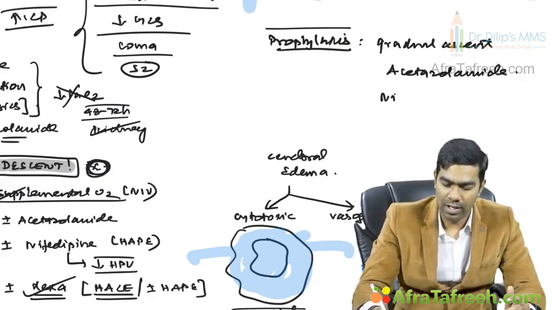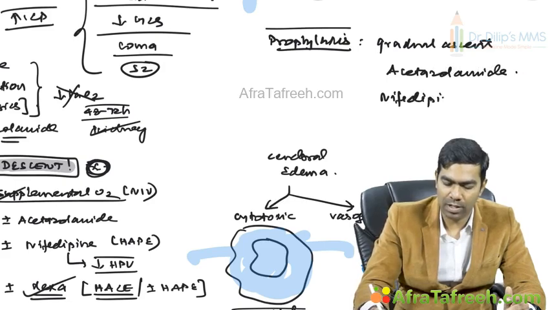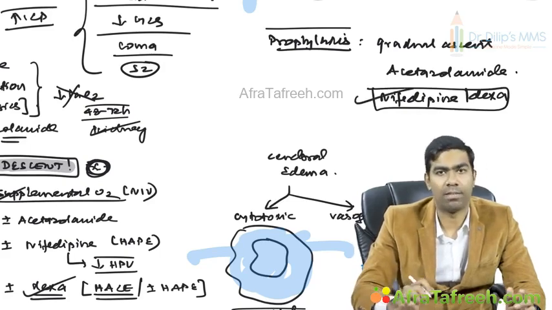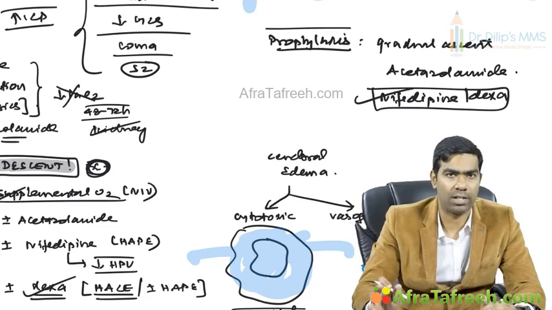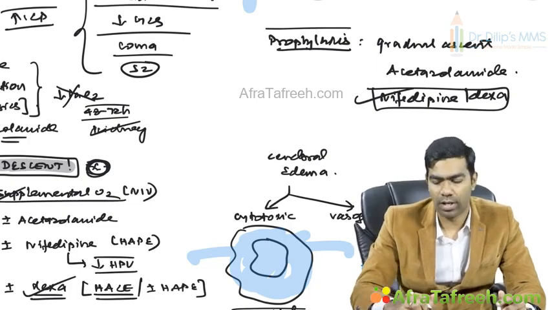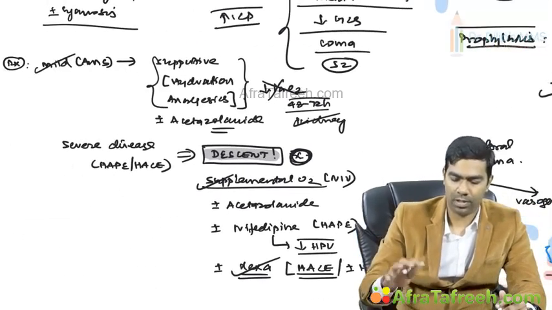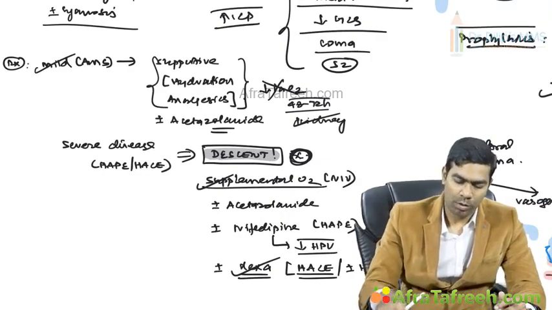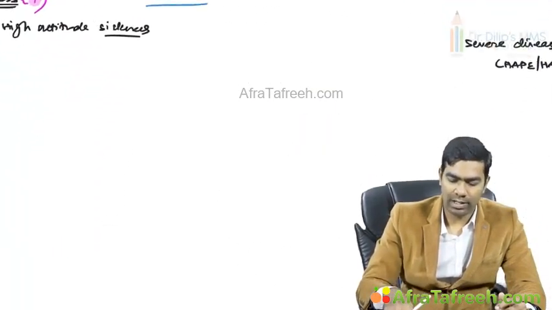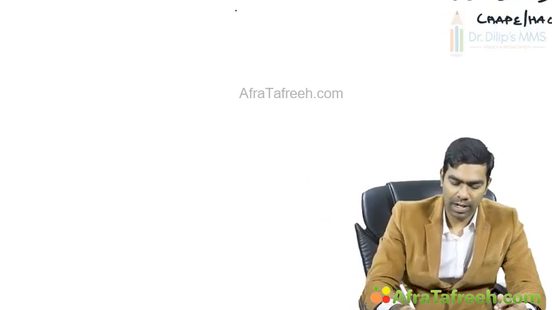And definitely you can use nifedipine or dexamethasone as an optional. This is something controversial, nifedipine or dexamethasone, but still you can try. If the patient has experienced a little bit severe forms in the past, you can try to give nifedipine or dexamethasone. Clear?